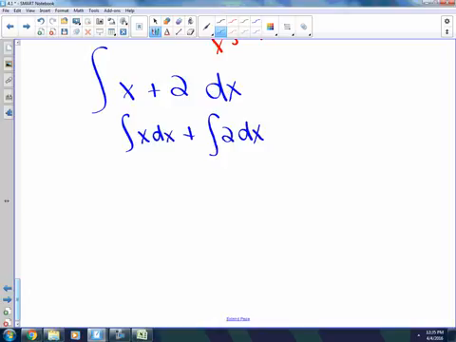Okay, so what is the integral, the antiderivative of x? And then we add in the antiderivative of 2. Okay, that constant. What's that go back to? What's 2x? They would probably consider the sum or difference rule.